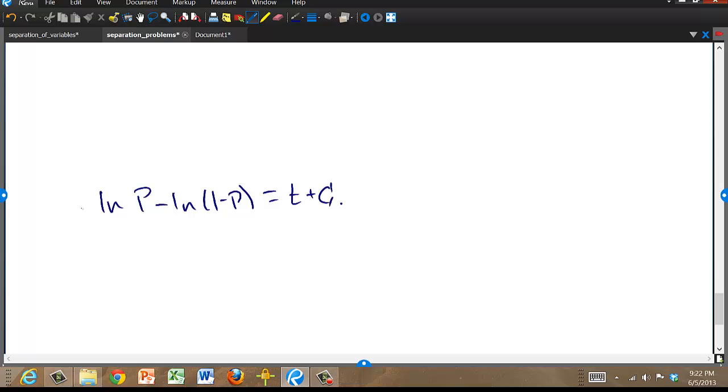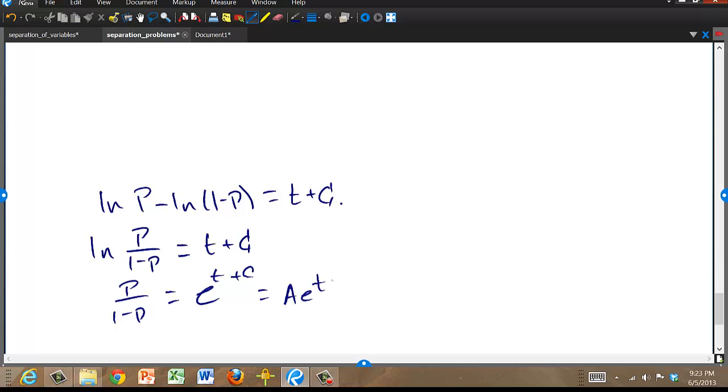Now the thing you should do is try to use your log rules here. On the left hand side you have natural log of p over 1 minus p, and that's equal to t plus a constant. So you exponentiate, so p over 1 minus p is e to the t plus c, and we'll just call that a e to the t. And now you need to solve for p. You find that p is (1 minus p) a e to the t, and that's a e to the t minus p a e to the t.